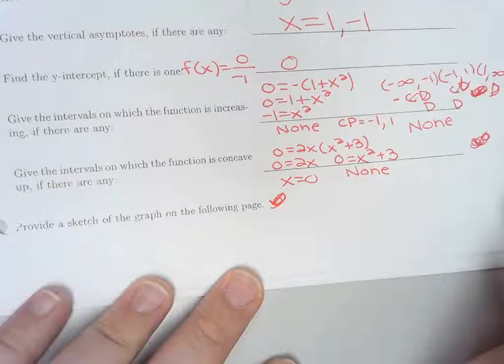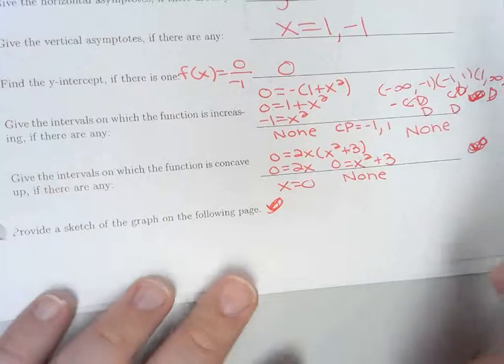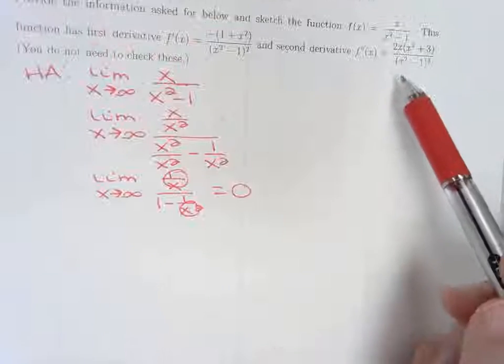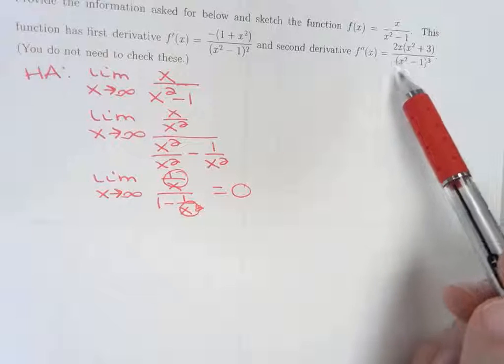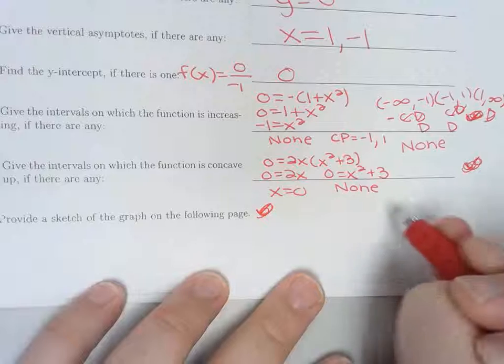Isn't 0 an inflection point? Yes. So then you just have the interval from... Yeah, but I want to make sure you check where the second derivative is undefined. Where's the second derivative undefined? 1 and negative 1 again. Right. It's the same as the domain, but just to make sure we know it.